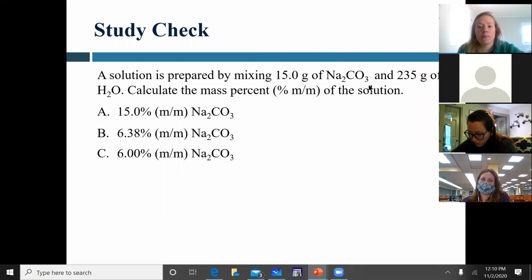All right, so let's try this problem here. A solution is prepared by mixing 15 grams of Na2CO3 and 235 grams of water. Calculate the mass percent.